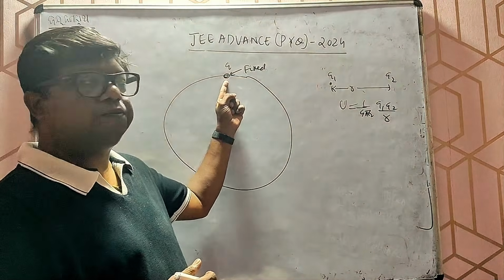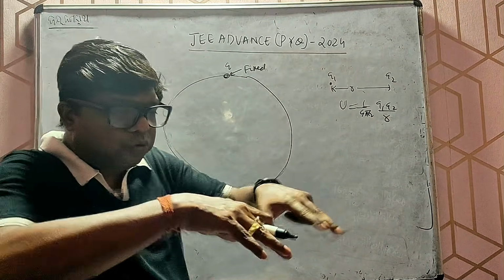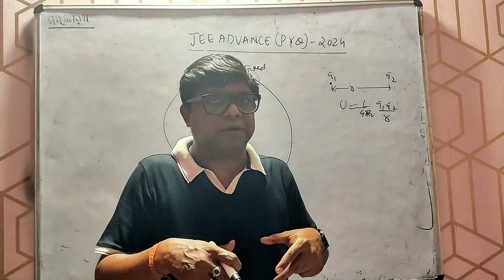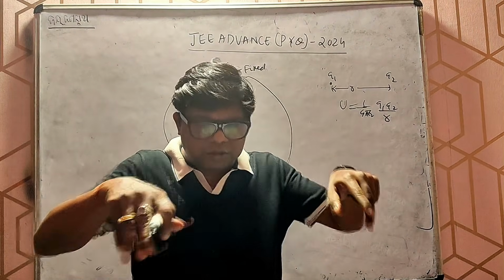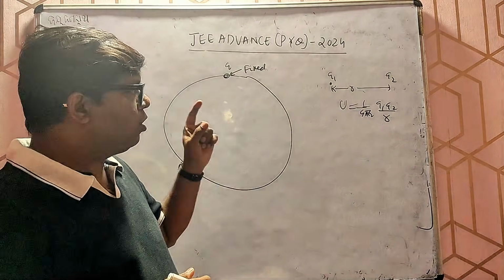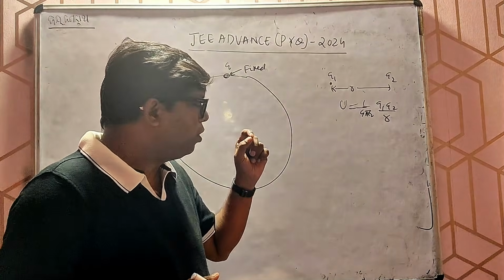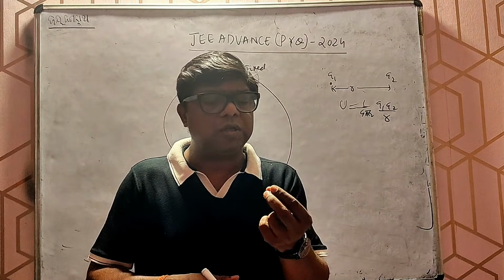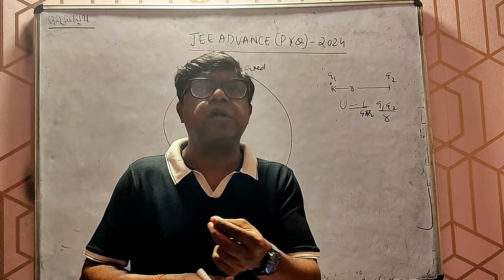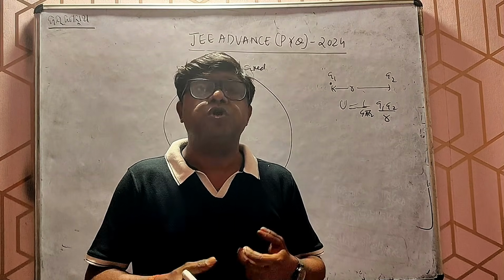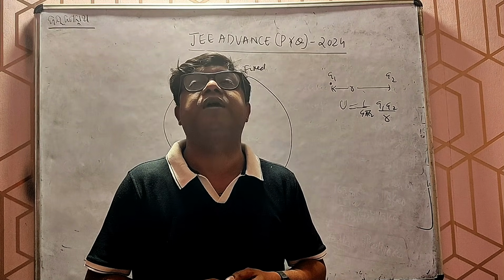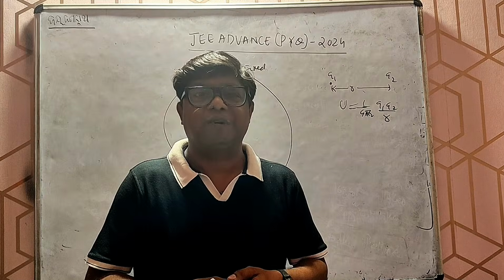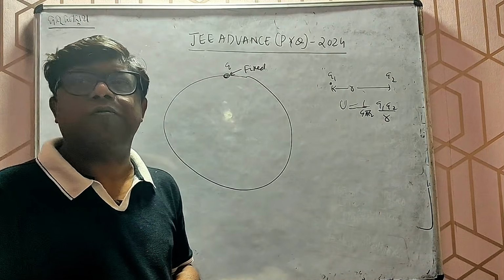So one of the charges is fixed, glued at one point. This is the horizontal hoop, not vertical. The other charged particle makes a small oscillation about the equilibrium position. So how do we find the equilibrium position, children?